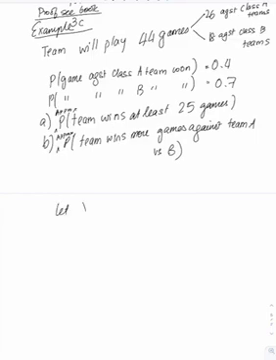So let X sub A be the number of games the team wins against Class A teams.